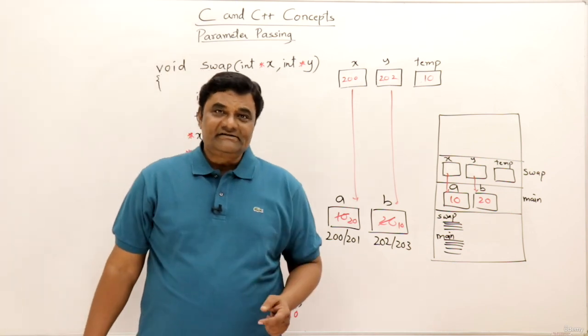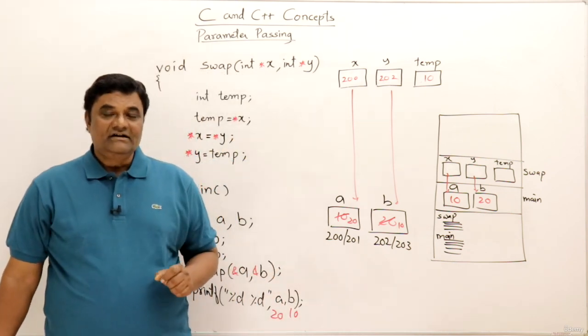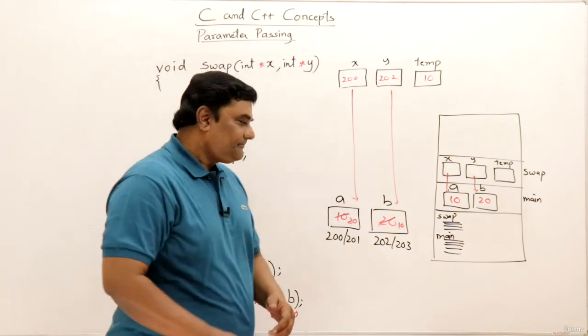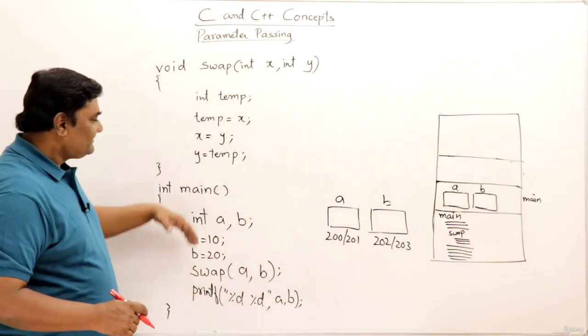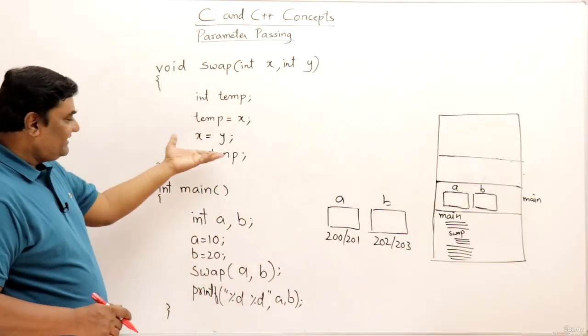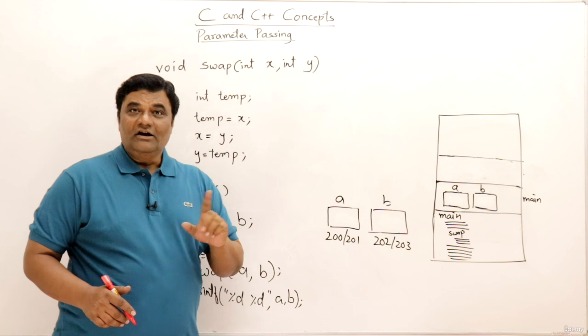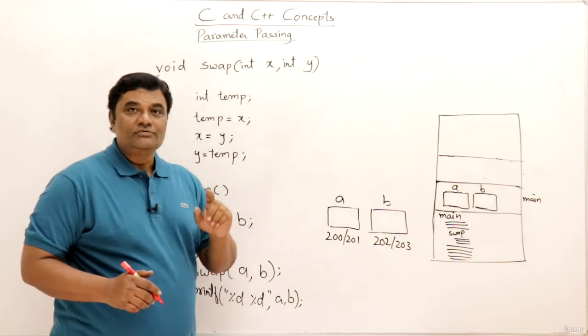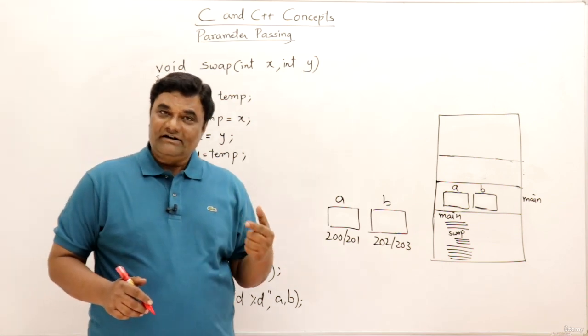Now the last thing is call by reference. Now let us see call by reference. For call by reference, I have written back the same example. Now this is called by value parameter passing method. Now what are the changes in this I should do so it becomes call by reference?